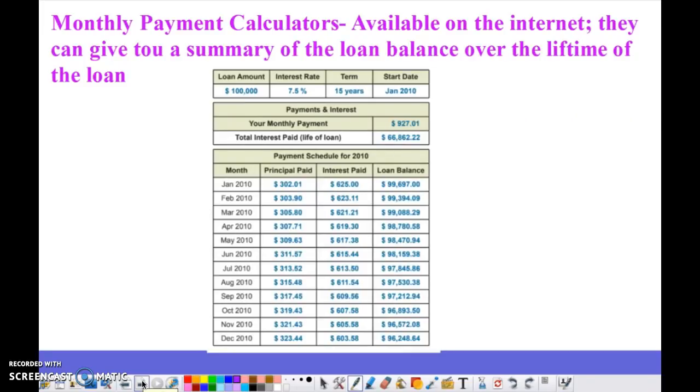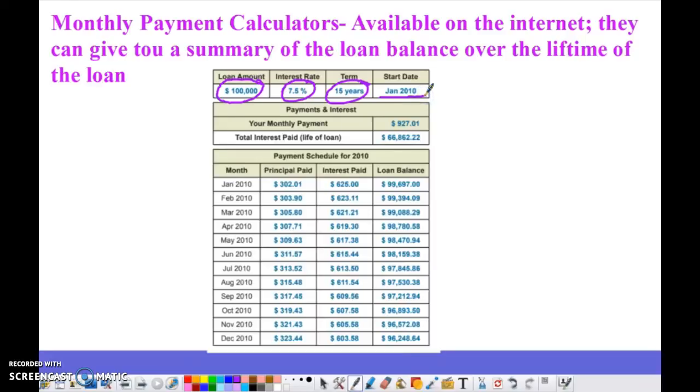Online, there are a lot of nice monthly payment calculators. They give you a summary of your loan balance over the lifetime of your loan. So if we see here, it looks like I was getting a loan for $100,000 at 7.5% for 15 years. And it even tells me which day I started on. I started in January of 2010.